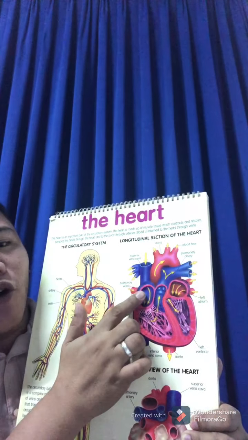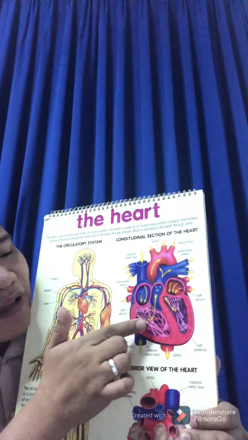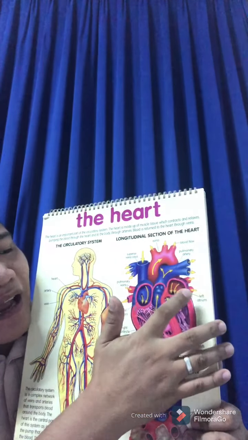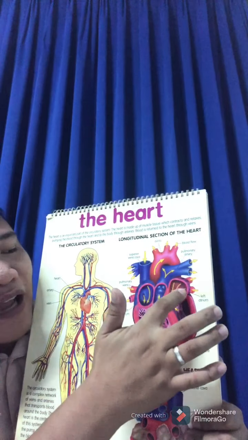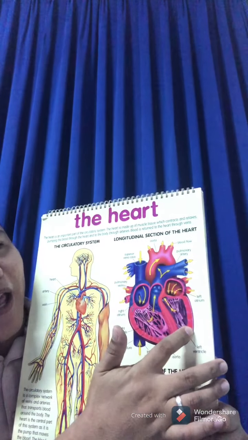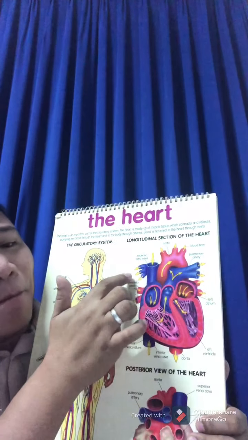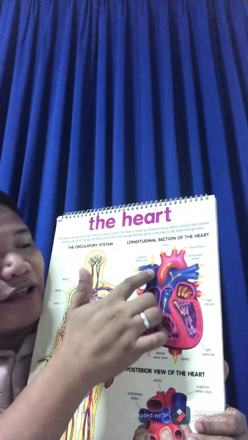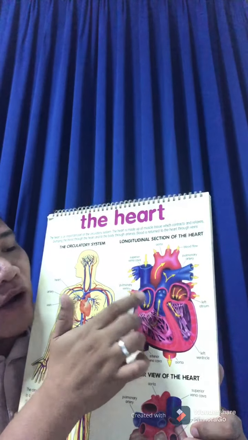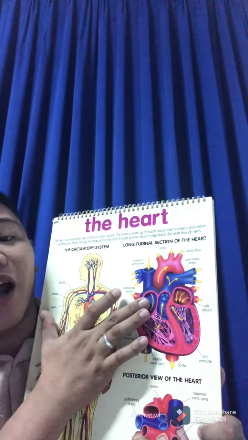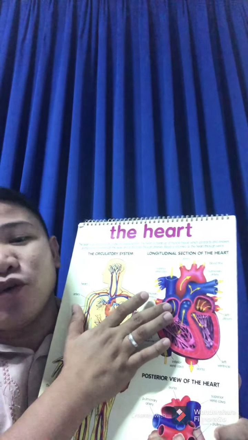The right atrium is here. Then here is the right ventricle, then the left atrium, then the left ventricle. Okay? So, yung blood na pumunta dito sa superior vena cava and inferior vena cava going to the right side of the heart ay mga dugo na unoxygenated.